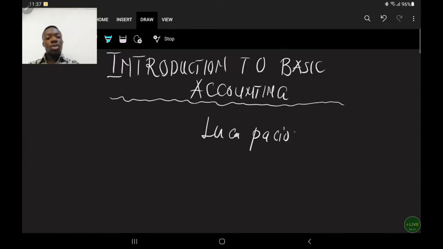Luca Pacioli. He is actually the father of what? Accounting. He realized that during that time, the people were using a bookkeeping system where, once they exchanged any item with any other person, they would record it. So for them, they were just doing what we call a single entry.